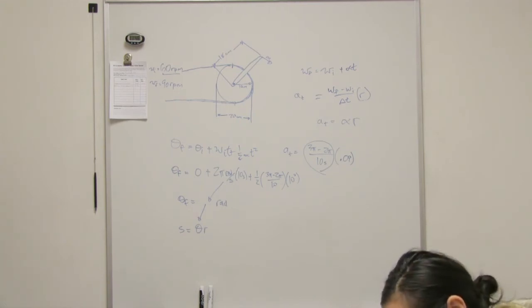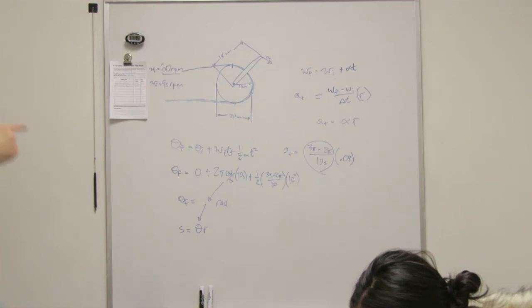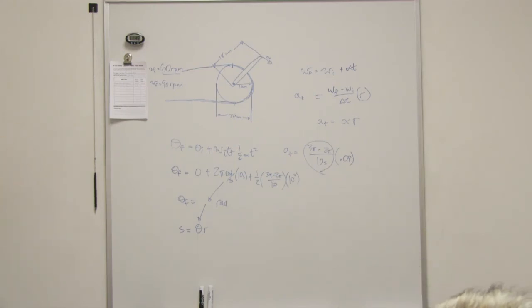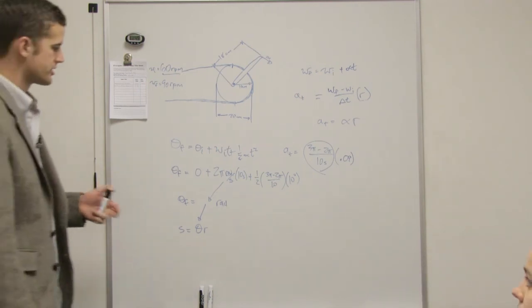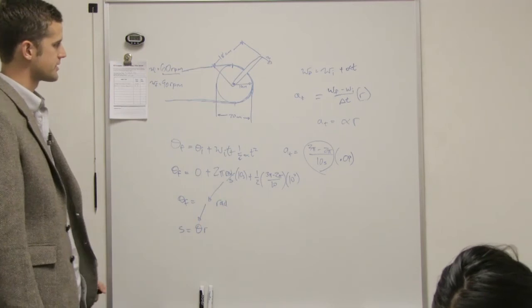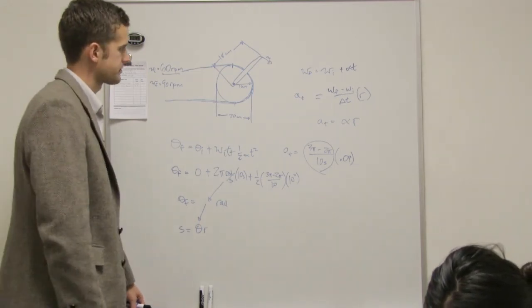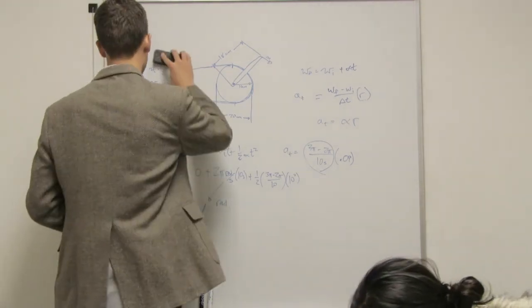Wow, that's really cool. So if you have something spinning like that, the distance that's traveled by the chain going around it will be just the angular distance times the radius. Okay, cool. I appreciate that.